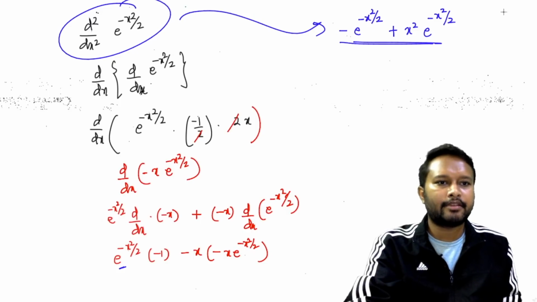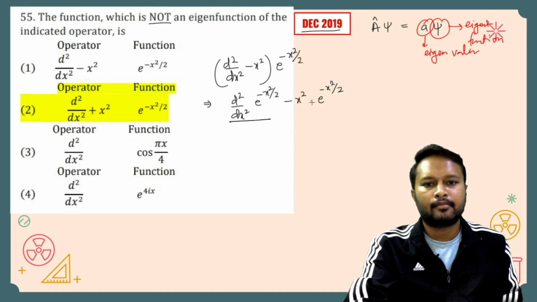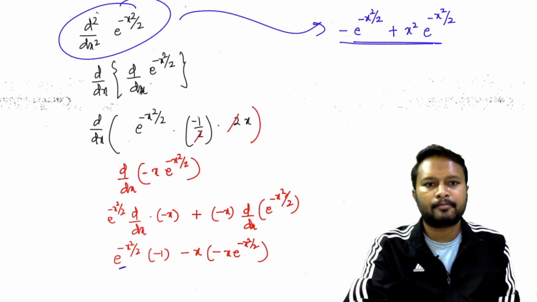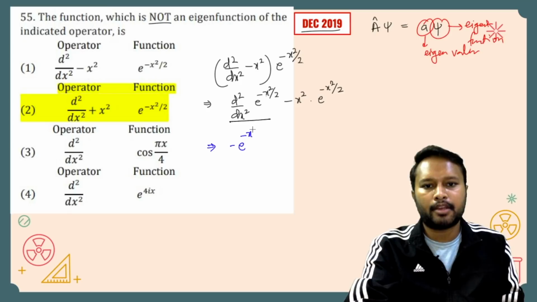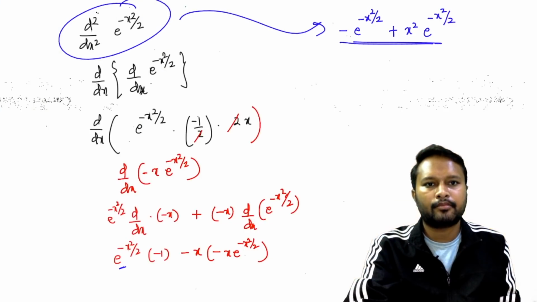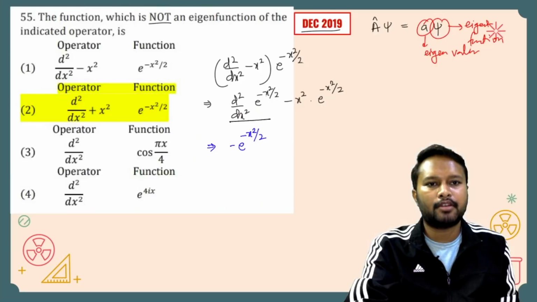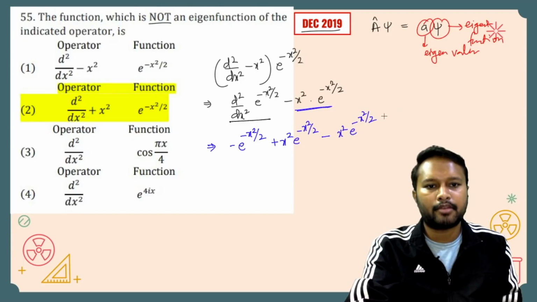So let's try to put this value over there to solve it further. The value of this was minus e to the power minus x²/2, and plus x² e to the power minus x²/2. This other part will remain as it is, so this will be minus x² e to the power minus x²/2. We have just got the value of this much. You can cancel out these two terms, it is plus and minus. You just got minus e to the power minus x²/2.